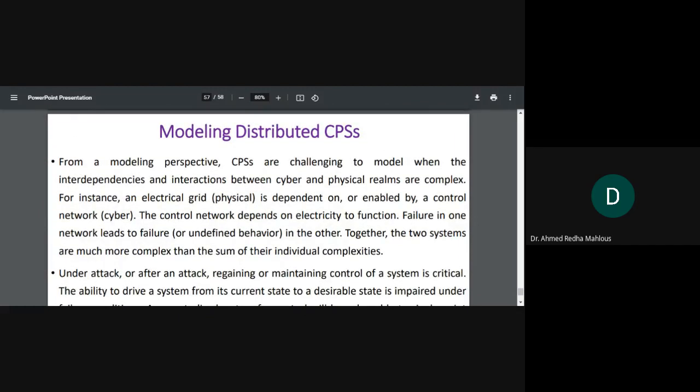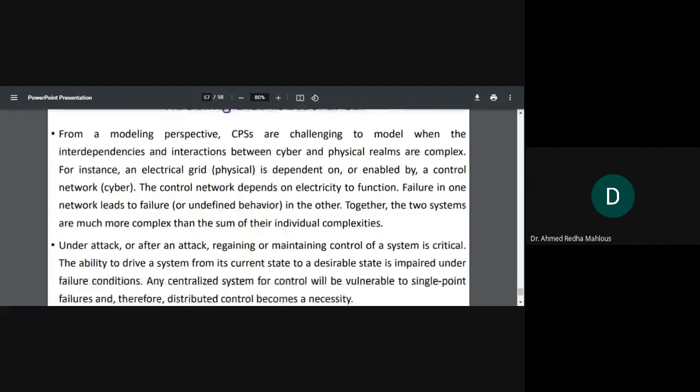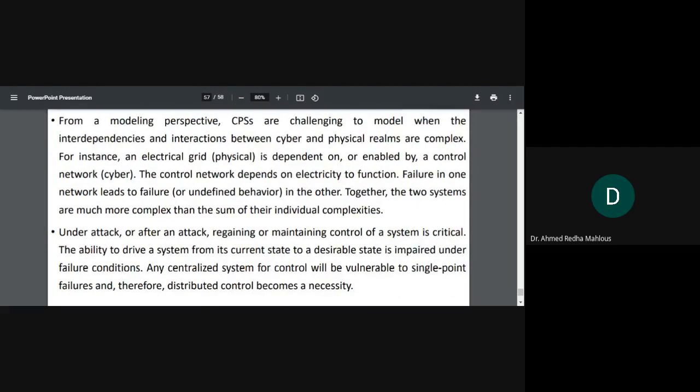Which leads us to talk about modeling. How can you model the distributed CPS? Because once you model a distributed CPS, you will have an idea about how to secure such an environment. When we talk about distributed, maybe those devices are linked together, and you will have some types of interdependency between the devices.